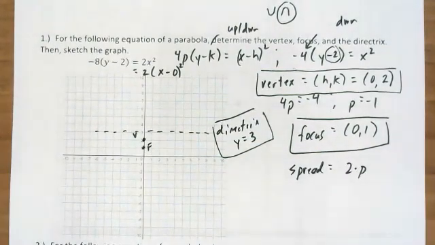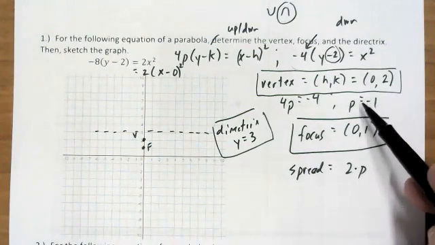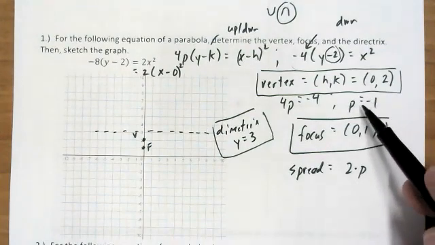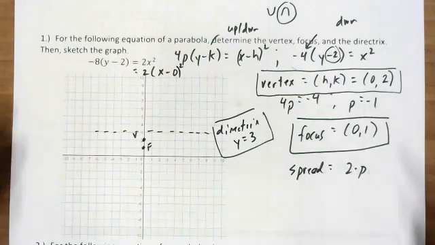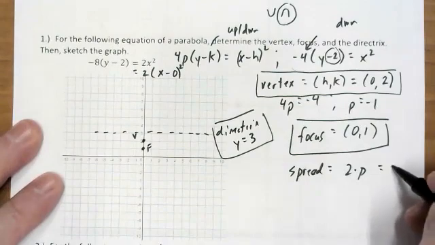The spread is 2 times p. And once again, although up here you see p is -1, I don't really care about the negative for this spread. I'll think of p as just 1. You'll see in a minute.